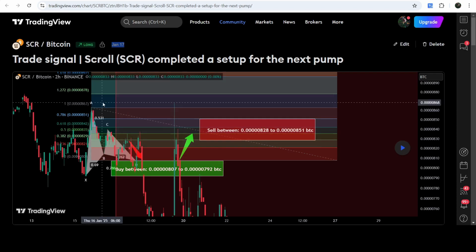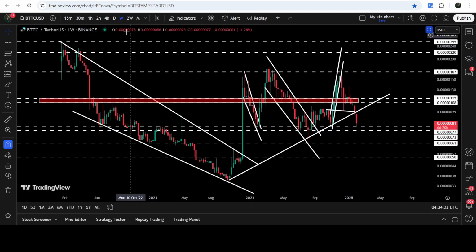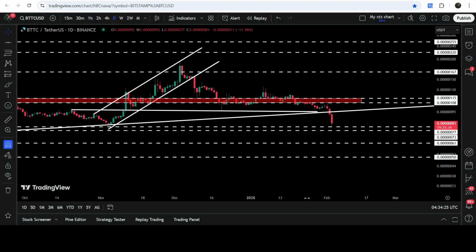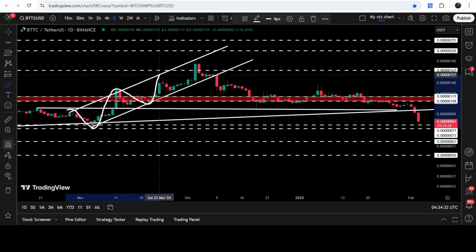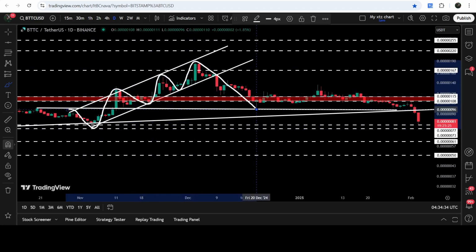Now let's move to the live chart of BitTorrent. And first of all, I'm going to show you the daily time frame chart. And here you can see that for the past several days, it was moving inside this channel. We had a rejection here, a bounce, a rejection, and finally we broke the support.